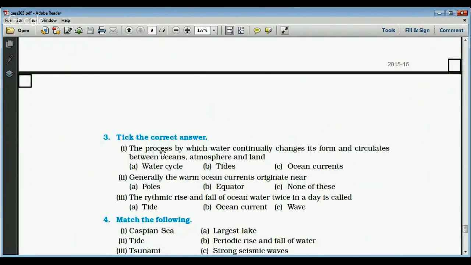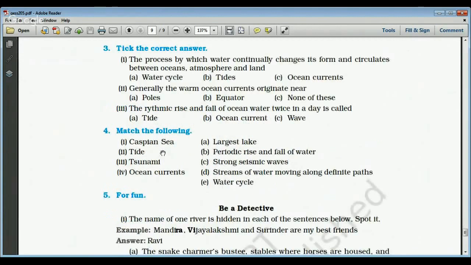Then the objective type questions: the process by which water continually changes its form and circulates between ocean, atmosphere and land is the water cycle. Warm currents originate near the equator because the equator is a heat surplus region. The rhythmic rise and fall of ocean water twice in a day is known as tide. Then match the following. Caspian Sea is the largest lake. Tide is the periodic rise and fall of water. Tsunamis are the strongest seismic waves. Ocean currents are the streams of water moving along definite paths.